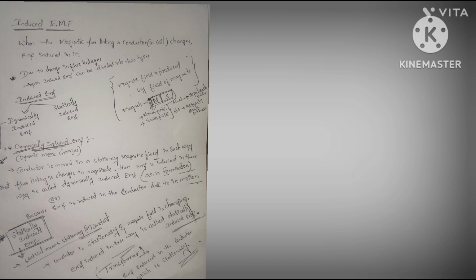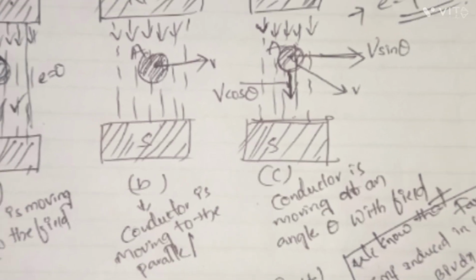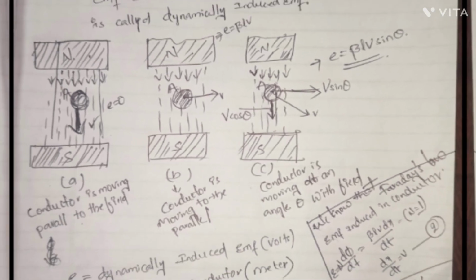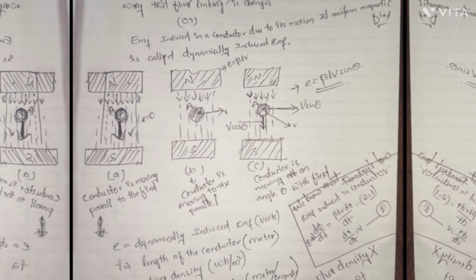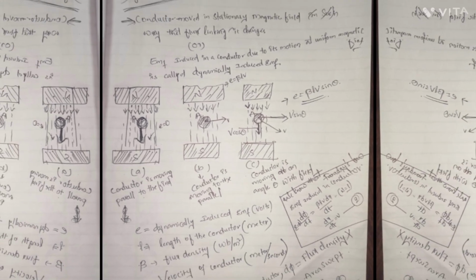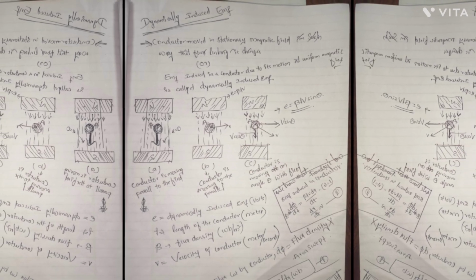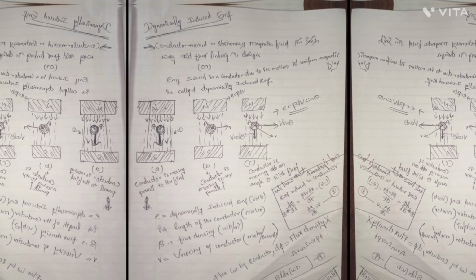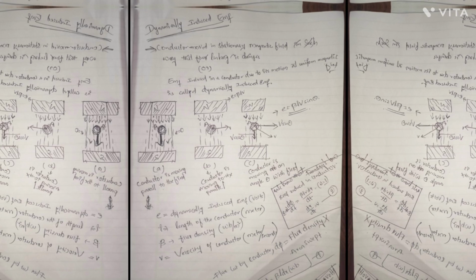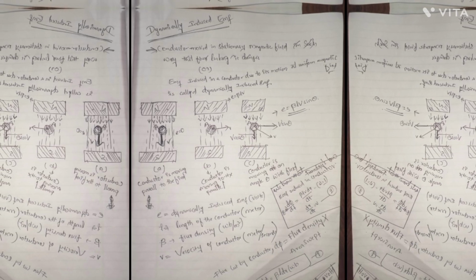Statically induced EMF again classified into two types: self-induced EMF and mutual induced EMF. Magnetic field is dynamically induced EMF. Dynamic means nothing but changes. Here EMF induced in the conductor due to its motion at uniform magnetic field means when conductor is moving in stationary magnetic field, it is said to be dynamically induced EMF.